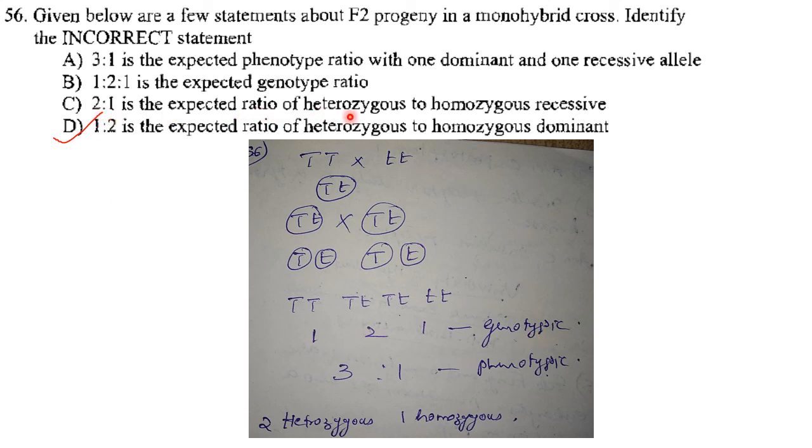2:1 is the expected ratio of heterozygous to homozygous recessive. Okay, heterozygous, that is this one, capital T small t. There are 2 is to small t. So 2:1, that is the expected ratio of heterozygous to homozygous recessive. And 1:2 is the expected ratio of heterozygous to homozygous dominant. That is also 2:1 because it is heterozygous first and then the homozygous dominant. So that will also be 2:1, not 1:2. So the answer is option D, which is incorrect.